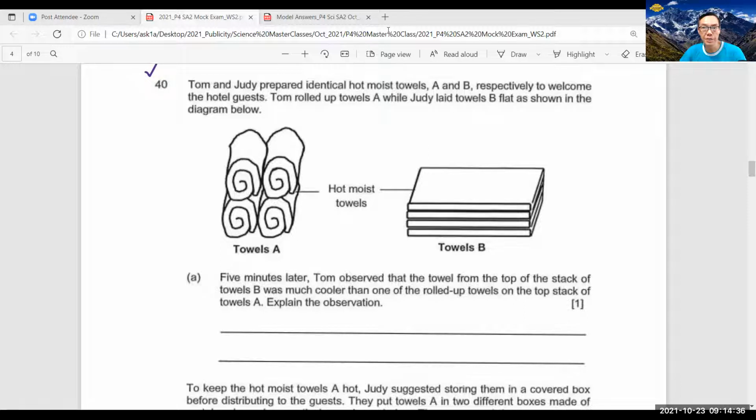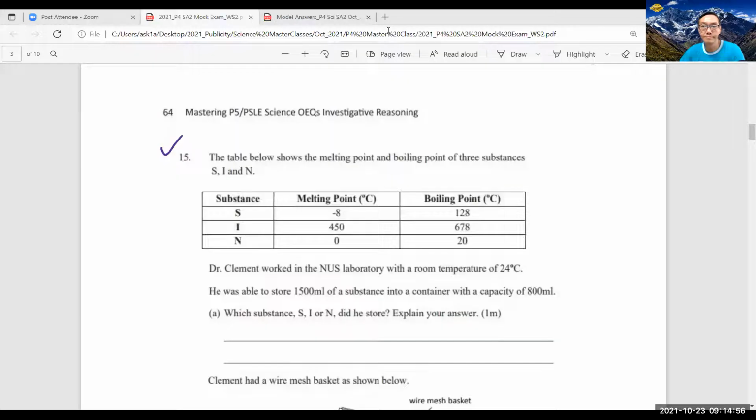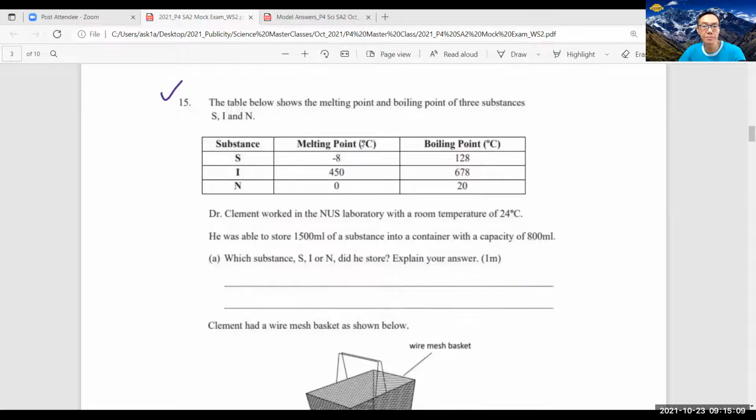And let us review this question for a moment. For the benefit of some students who may have missed my explanation during the live online training, I will spend some time discussing these questions. As you can see, the melting point and boiling point. So the question asks, which substance, S, I, or N, did he store? Explain your answer. So as I annotate here, do take note.